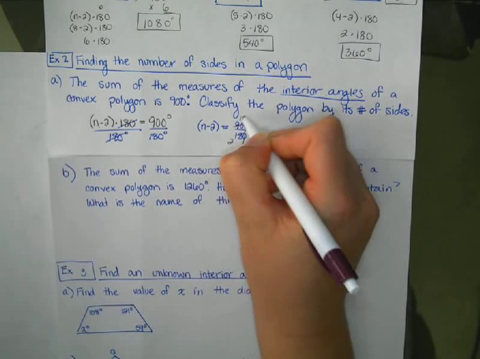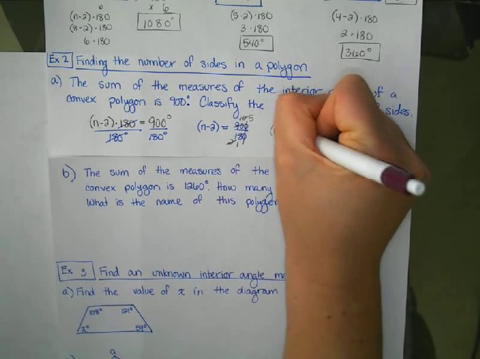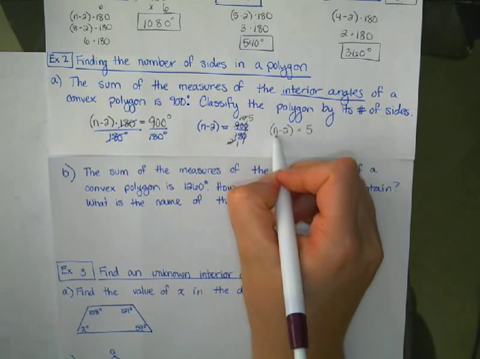How would I get n by itself now? I heard it. I would add 2 to both sides. These cancel, and I'm left with n equals 7. So that's the number of sides it has.